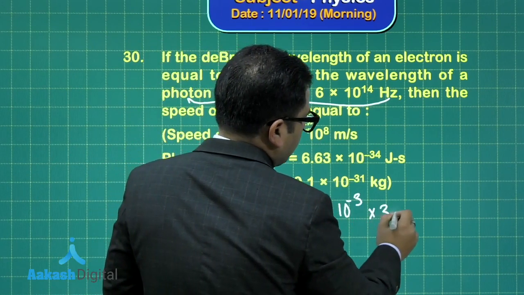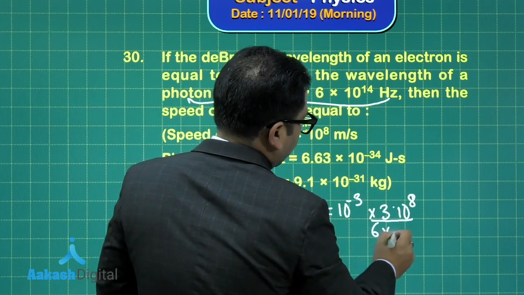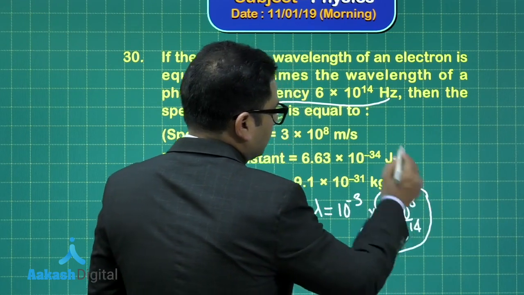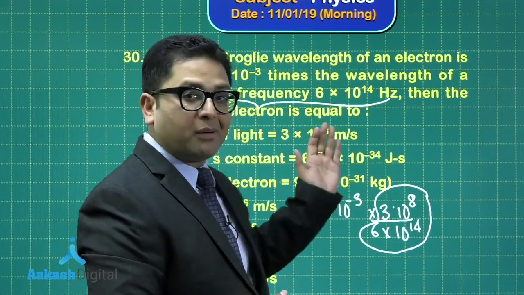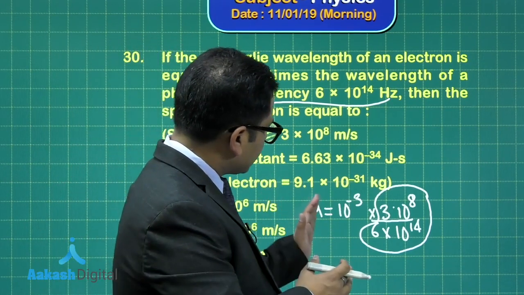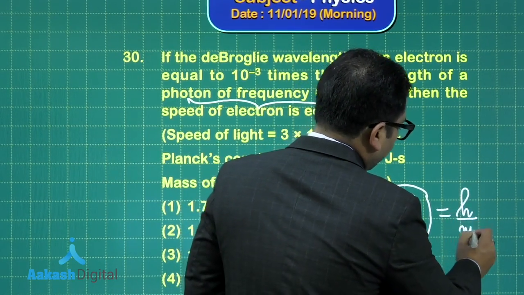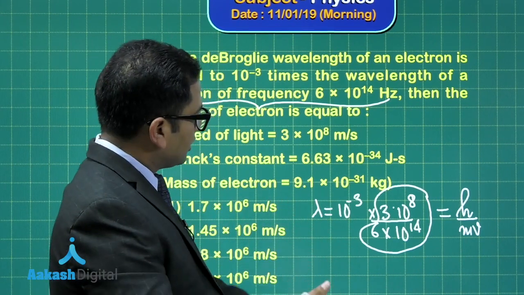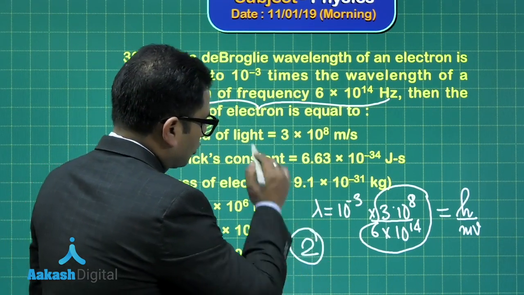So that will be 3 into 10 raised to the power 8 divided by 6 into 10 raised to the power 14. You need to understand that this is the wavelength of a photon, and the question says the de Broglie wavelength is 10 raised to the power minus 3 times the wavelength of the photon. If this is the de Broglie wavelength, it can very easily be equated to h upon mv. The rest is a simple calculation, and when you calculate it, you're going to get option number 2 as the correct option for question number 30.